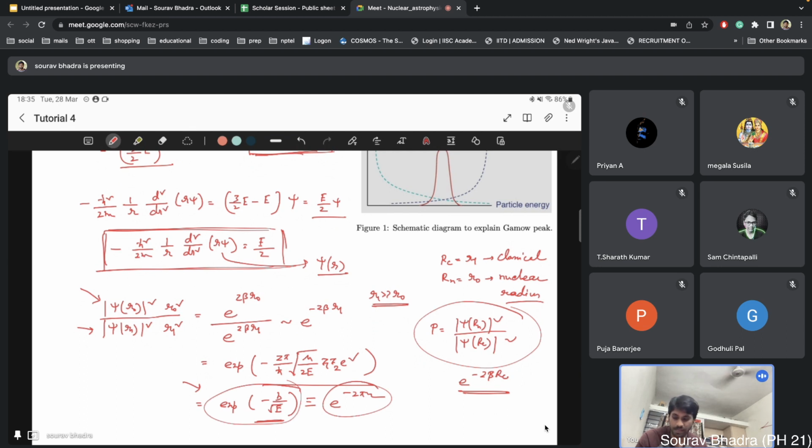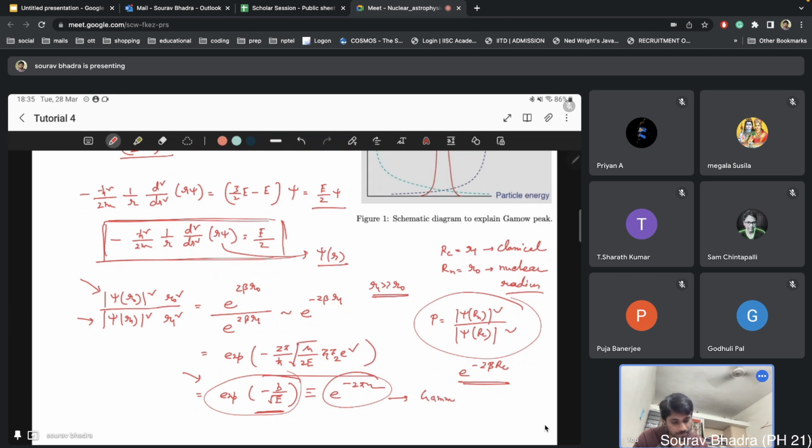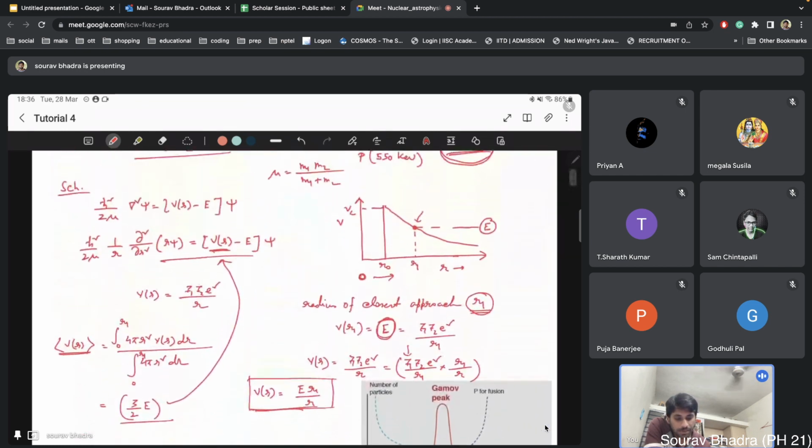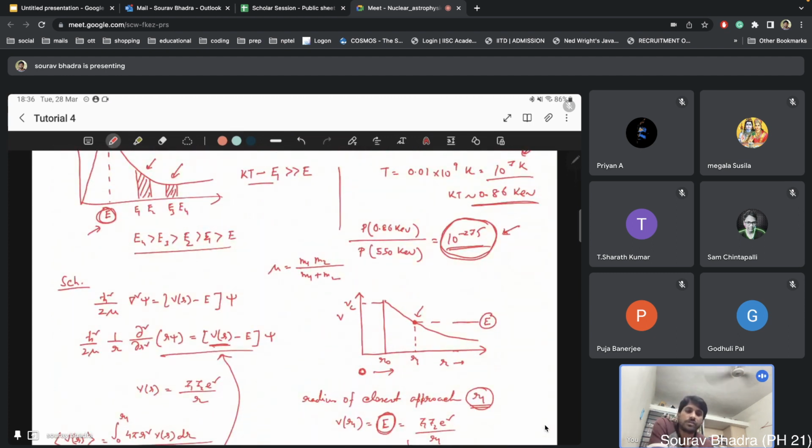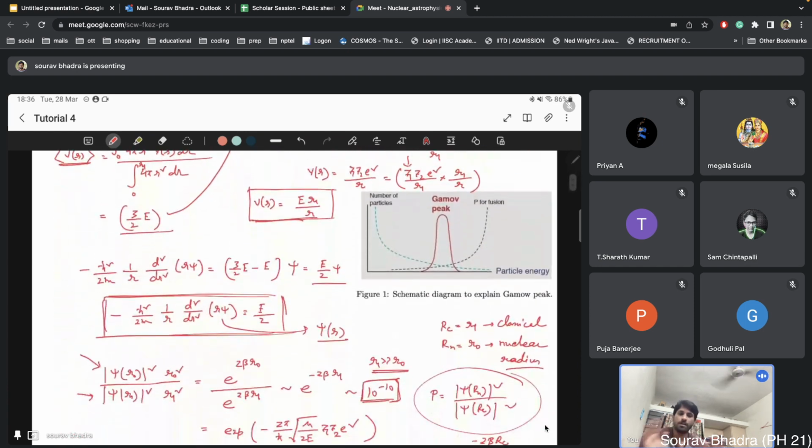So exponential minus B by root E, which we got, is the gamma factor. Now if you calculate this, by putting the typical value of the nuclear radius and the typical value of the classical radius, the probability is roughly 10 to the power minus 10. Remember this value; for the classical limit it was 10 to the power minus 275. So 10 to the power minus 10 is small, but much higher than 10 to the power minus 275. Considering the quantum effect, our probability of reaction has increased by 265 orders of magnitude, and 10 to the power minus 10 is a good number for this reaction.